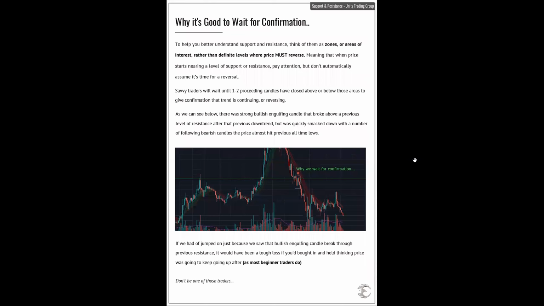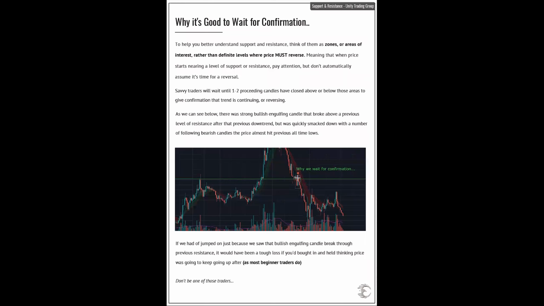Savvy traders will wait one to two, maybe even three preceding candles once they've closed above or below those areas, being the support or resistance, to give confirmation that the trend is continuing or reversing. So as we can see below, there was a strong bullish engulfing candle that broke above a previous level of resistance, which we can see just here after that previous downtrend, but was quickly smacked down with a number of following bearish candles, with the price almost hitting those all-time low levels, very close to.